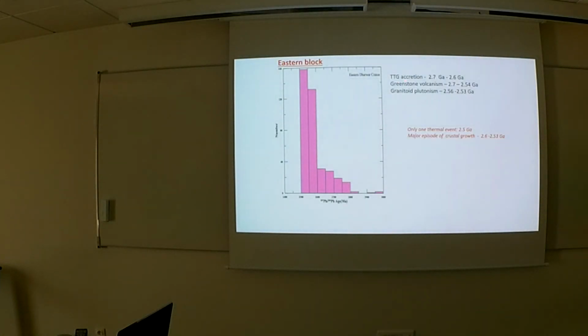Coming to the timing of the crust accretion and the crustal growth: TTG 2,700 to 2,600, greenstone volcanism. Again, this corresponds to the same time. Granite 2,560 to 2,530. So this is the major event of the crustal growth, with high rates of crustal growth in both the central and the eastern block during this period. This is the time of the intrusion of the juvenile granitoids into the crust.